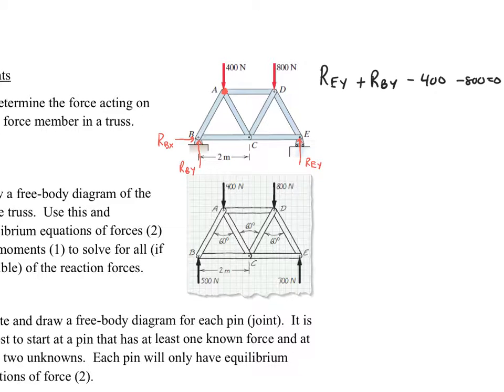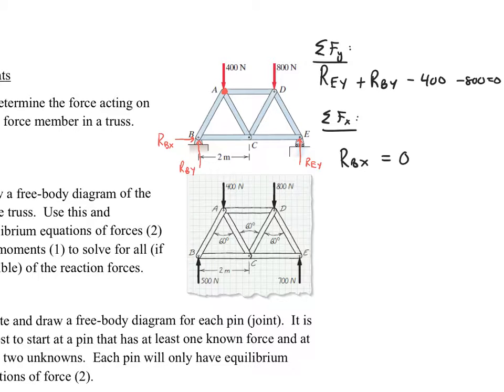So again, this is the sum of the forces in the y direction. That's the equation I get from that. Then I can sum the forces in the x direction, and that gives me RBX plus anything else? Are there any other horizontal forces in this diagram? I don't see any others, right? So RBX plus nothing equals 0. So what does RBX equal in this case? 0.